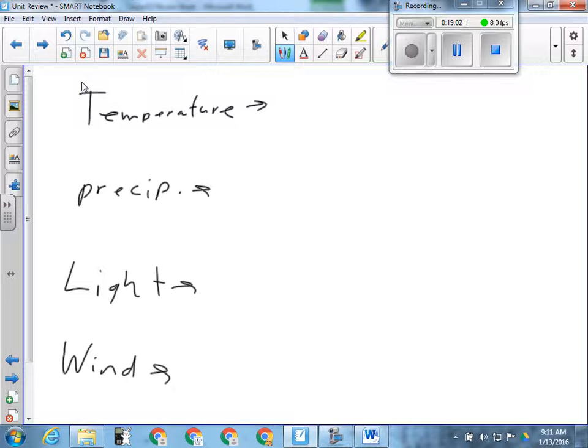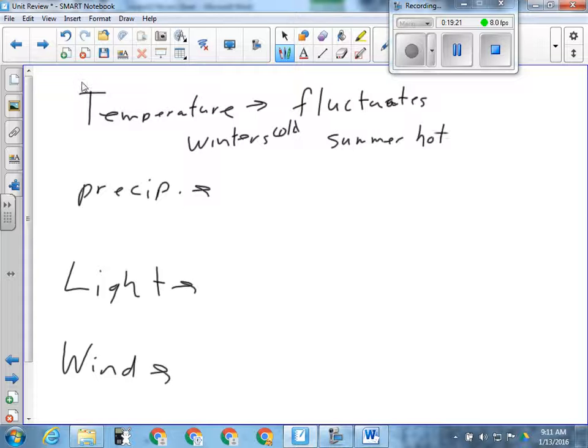So I would say temperature would be variable or fluctuates. Winters are cold, summers are hot. I would maybe mention that it's temperate. It's not extreme at any point during the year. Sometimes we feel like the cold is extreme, but it's not. Sometimes we feel like the heat is extreme, but really it's not. Very rarely does it get into areas where we have to worry. So I would say temperate. That would be a decent description of that component.